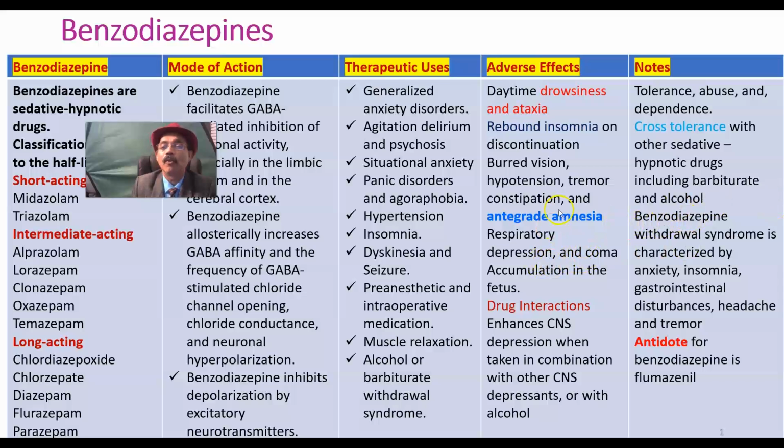depression, and coma. Blurred vision, hypotension, tremor, constipation, and anterograde amnesia are common among the elderly population. It may cause respiratory depression if given in bigger doses, and coma. There will be accumulation in the fetus because benzodiazepines can cross the placental barrier and go to the developing fetus. It may depress the central nervous system of the fetus.